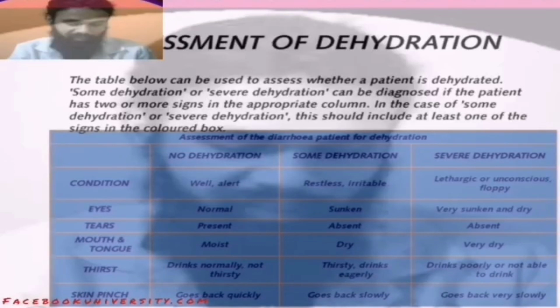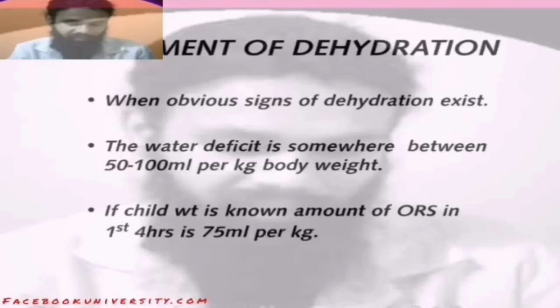So we were discussing here, when obvious signs of dehydration exist, refer to that table. The water deficit is somewhere between 50 to 100 milliliter per kilogram of body weight. If the child's weight is known, the amount of oral rehydration salt in the first 4 hours is 75 milliliter per kg body weight.